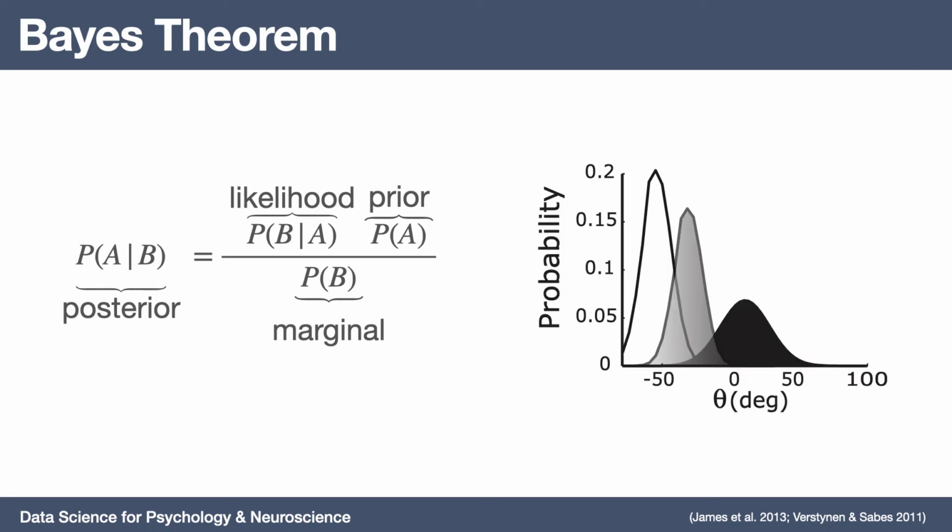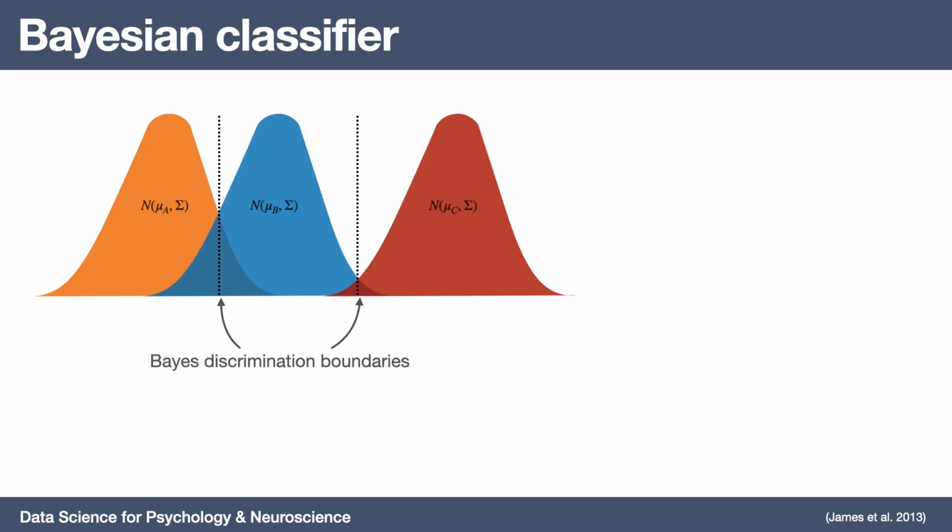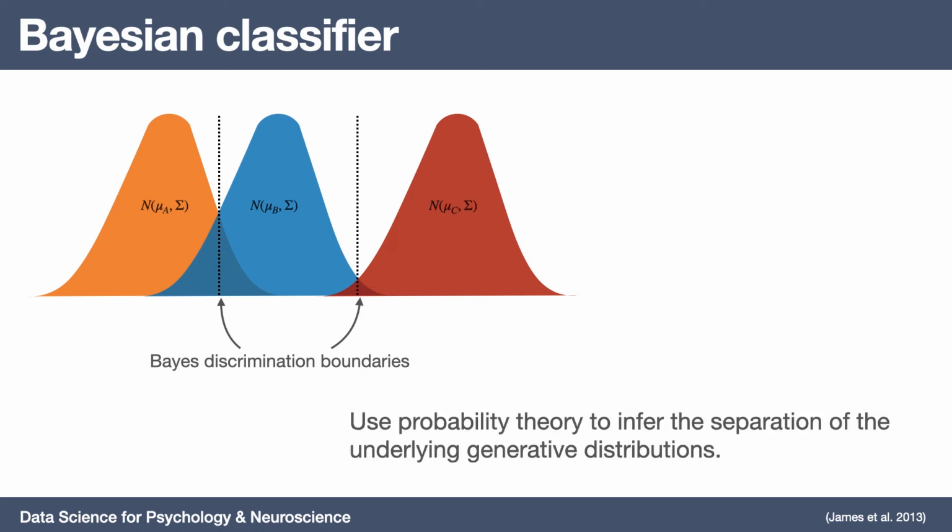So if we plot these out here, and I have a particular likelihood distribution and a particular prior, your posterior sits somewhere in the middle. And the position of that posterior distribution depends on the relative mean and variances of your prior and your likelihood. So what you're going to do is use Bayes' theorem to infer the posterior probability of any observation given the prior assumption that it comes from one of a set of distributions of groups. So you're trying to use your group data to infer the shape of that prior that generated the observations that you have. Your goal is to calculate these Bayes discrimination boundaries, essentially using probability theory to infer the separation of the underlying generative distributions. Remember, these are intangible. You can't actually see these distributions. You have to estimate them.